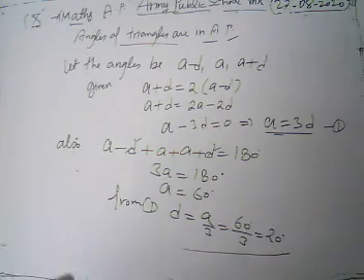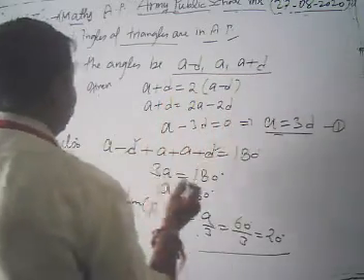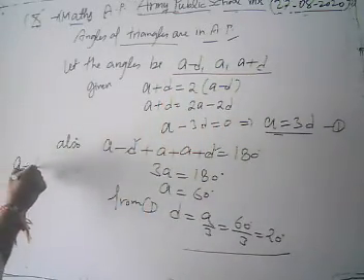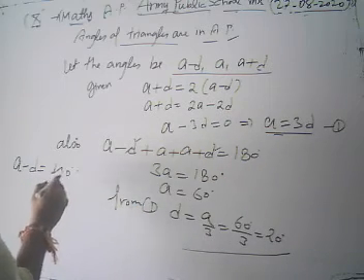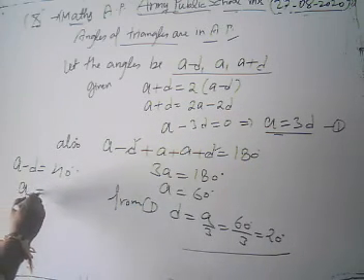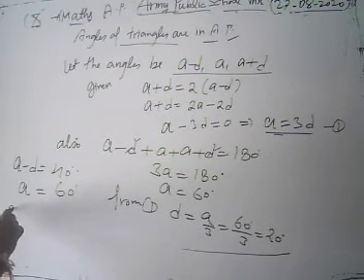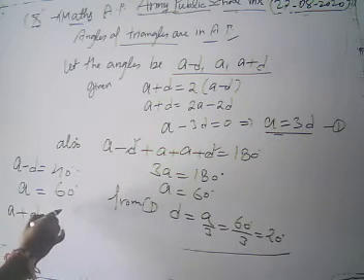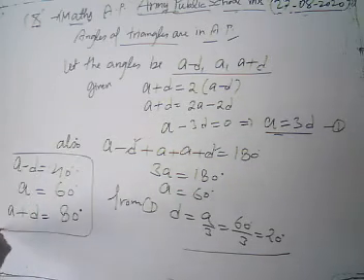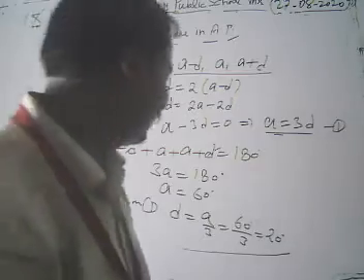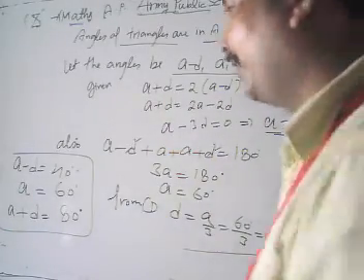Now we have the value of d and the value of a, we have to find our angles. Then what are our angles? A minus d, 60 minus 20, the first angle, our least angle, is 40 degrees. The second angle is A, which is 60 degrees. The third angle is A plus D, 60 plus 20, 80 degrees. These are our required results. Our angles are 40 degrees, 60 degrees and 80 degrees.